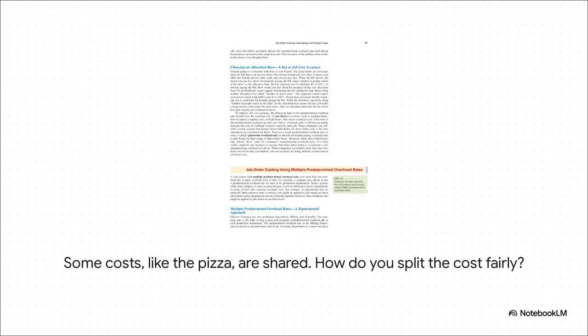You see, in a factory, some costs are super easy to track, like the wood that goes into a specific chair. Simple. But what about the electricity bill for the whole factory? Or the salary of the supervisor who oversees everyone? Those are shared costs, just like that pizza. You can't just point to one chair and say, you used exactly this much electricity. Nope, those costs have to be divided up.